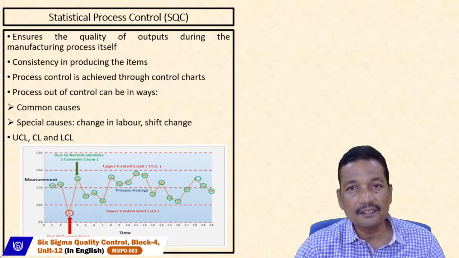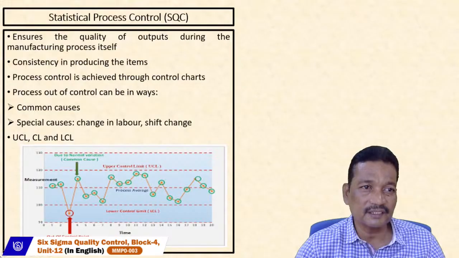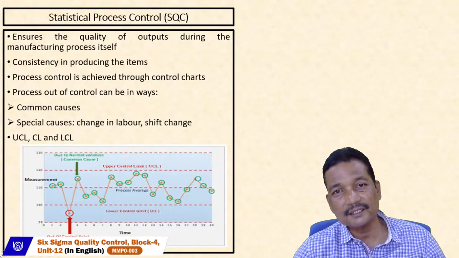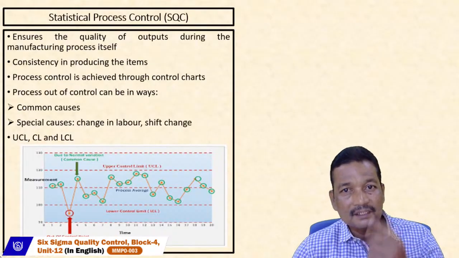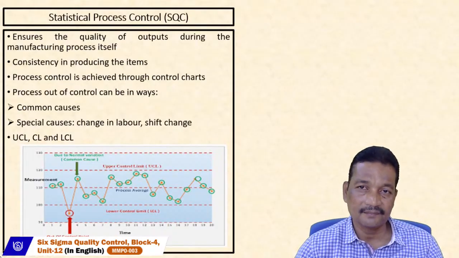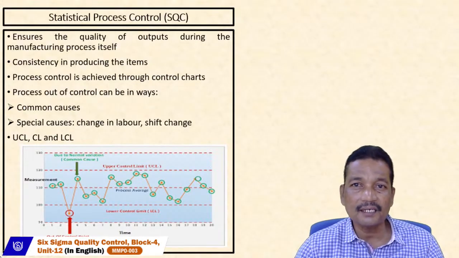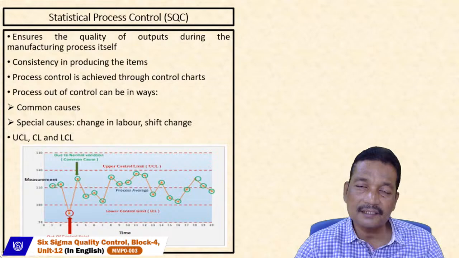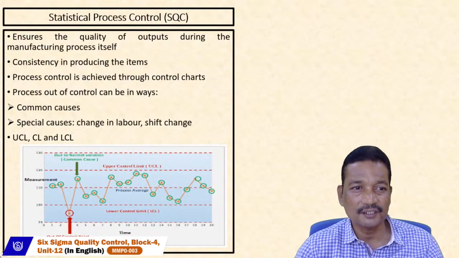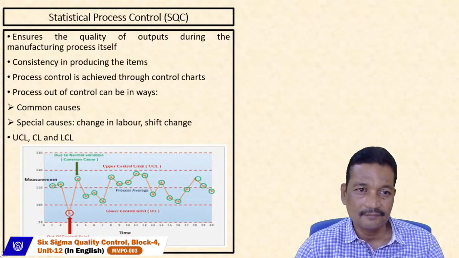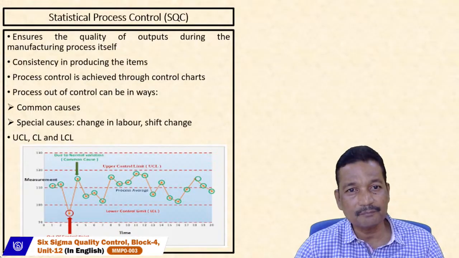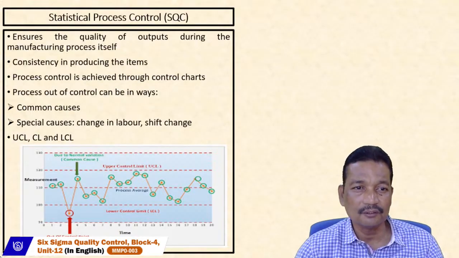Whether the conversion system or the manufacturing process is consistent. That means it is producing items which are as near as possible to the average requirement. This can be achieved through the use of control charts.